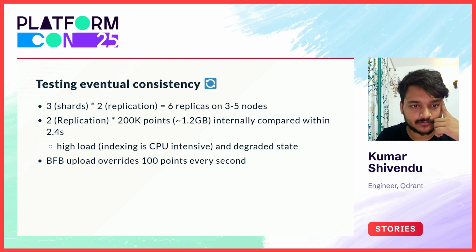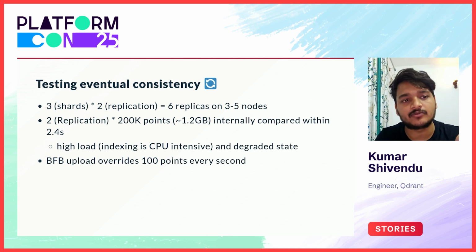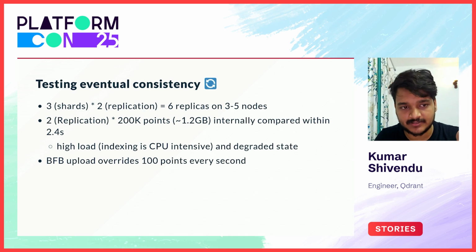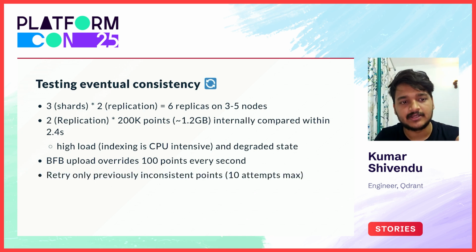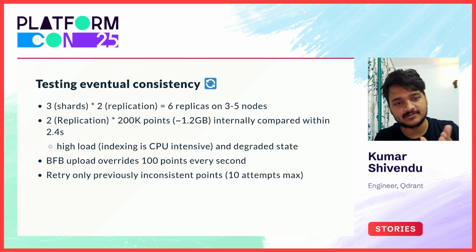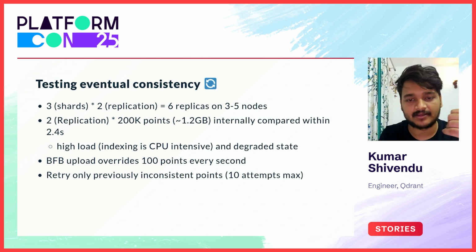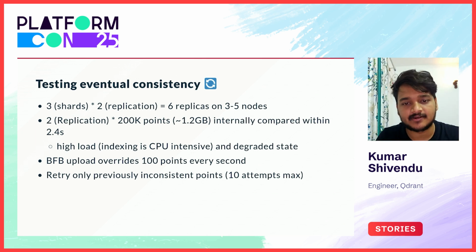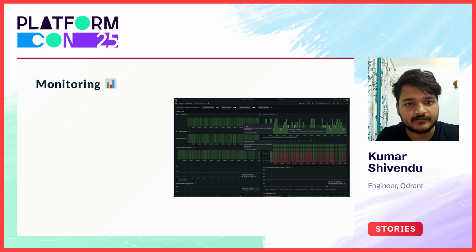And in the meantime, BFB overrides 100 points per second, right? So what will happen is almost 240 points will be overridden in the same duration. So you can obviously expect that some points will be declared inconsistent, right? That's where we retry the same previously inconsistent points for at most 10 attempts, and if it is taking any longer than that, that means replication lag, and it should be reported, it should be detected. So yeah, that's there, and in the next round we keep on doing these checks, right?